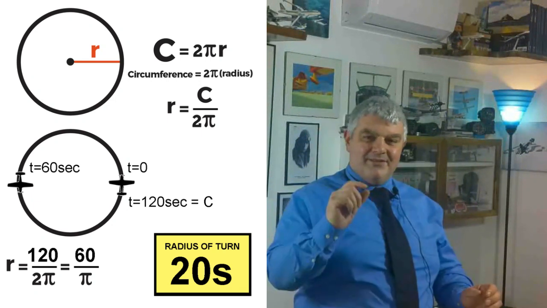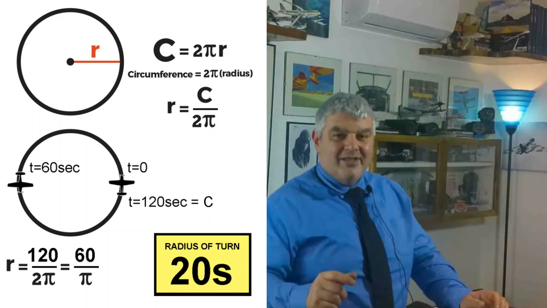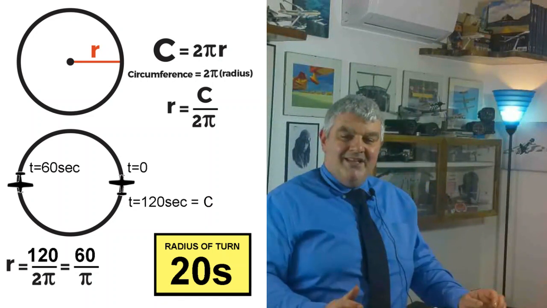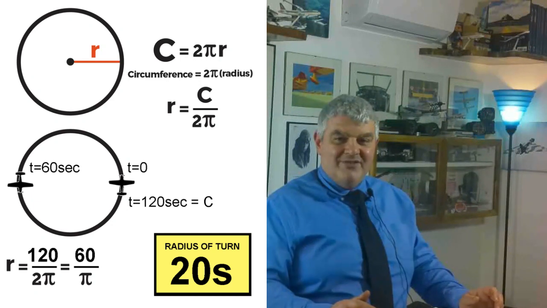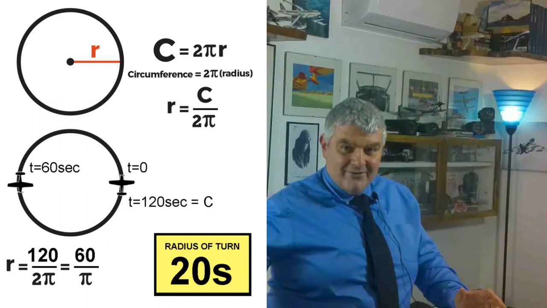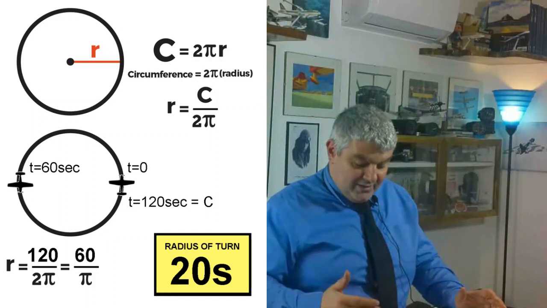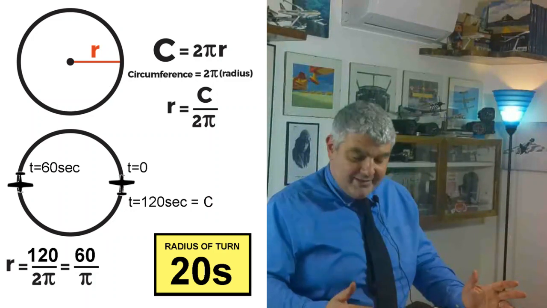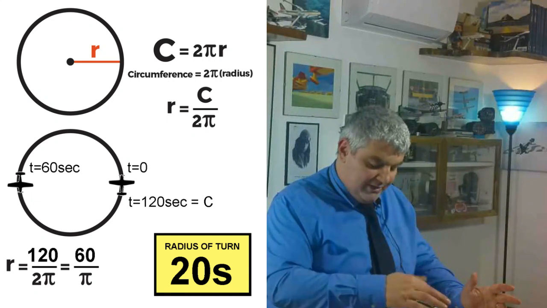So every aircraft that turns standard has a radius of turn of 20 seconds. At this point, I have to ask my question: yes, but how much distance does my aircraft fly in 20 seconds? And what you see on the screen is the calculation, which is quite easy, of how those 20 seconds are obtained.